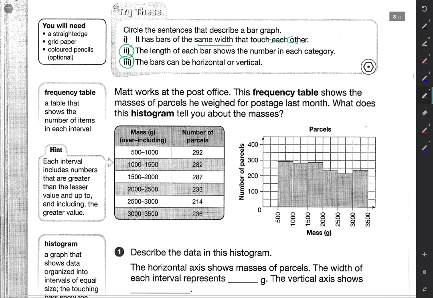Now in histograms, it is important to note that the bars do touch each other. So this one point up here that we said bar graphs do not do, histograms do.